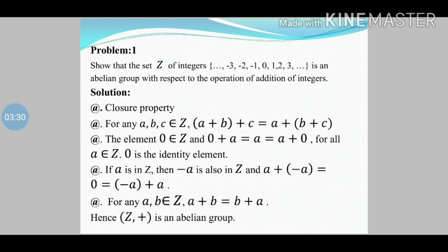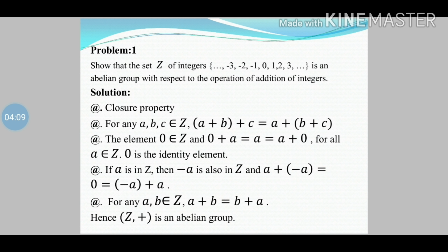Third, we want to show that there exists an identity element e which satisfies the property e plus a is equal to a is equal to a plus e. Here the identity element is 0, because if we add any integer to 0, the result is the same integer. Next property is we want to find the inverse of a. That is, we want to find an element b such that a plus b is equal to 0. Then that b must be minus a. That is, for every a belonging to Z, minus a is the inverse of a.